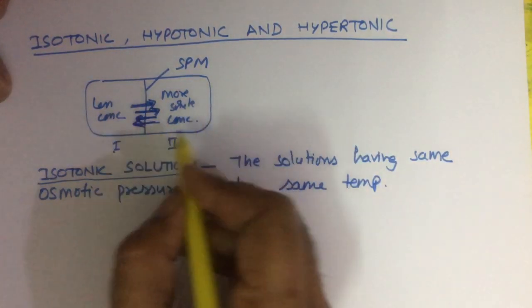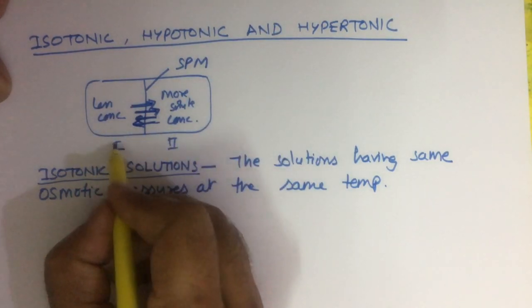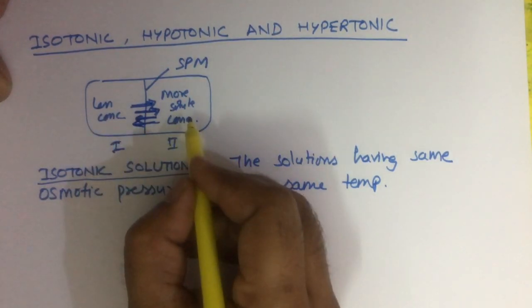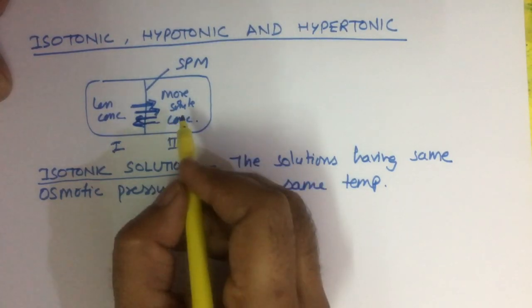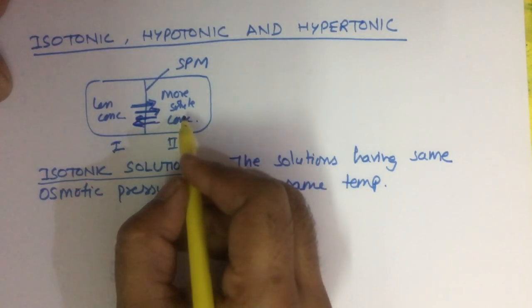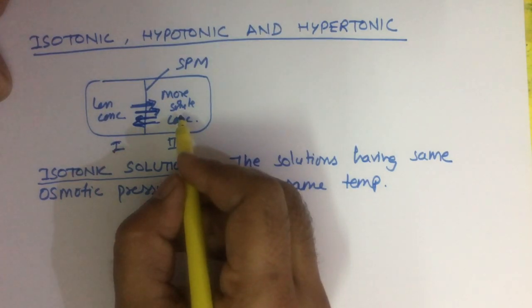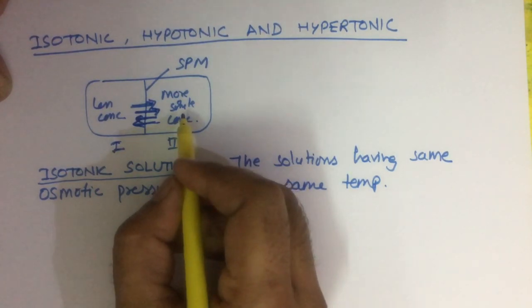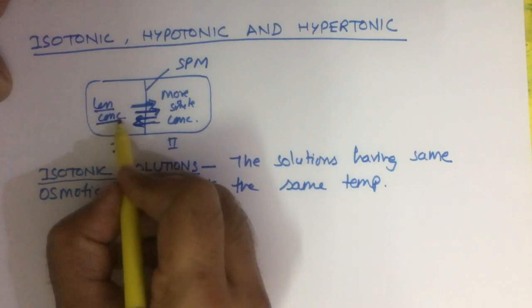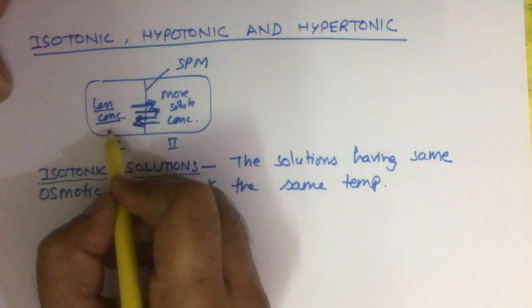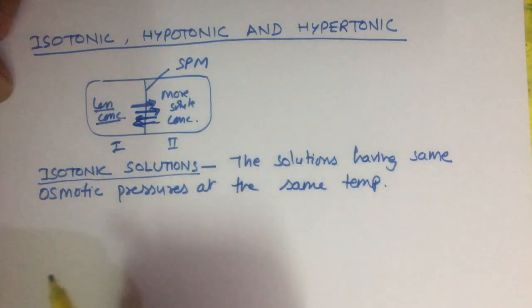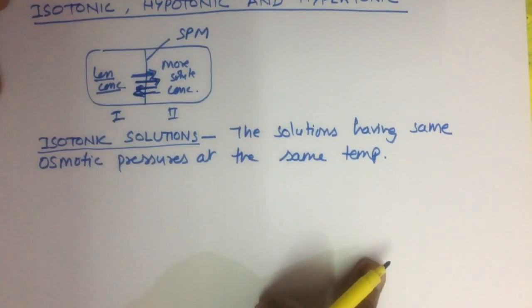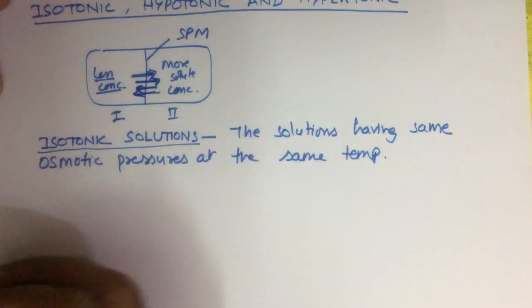Now, if a solution has more osmotic pressure than another solution, it is called hypertonic. Before the isotonic stage is reached, this solution has more concentration and more osmotic pressure, and this is called a hypertonic solution. On the other hand, the solution having less osmotic pressure is called hypotonic, which has less concentration and less osmotic pressure. It is called a hypotonic solution.